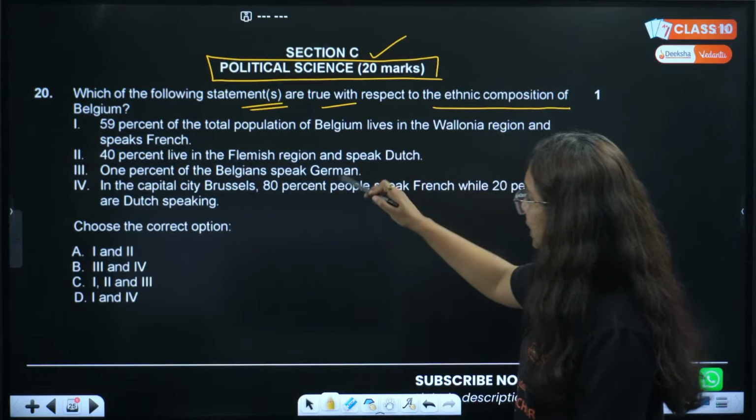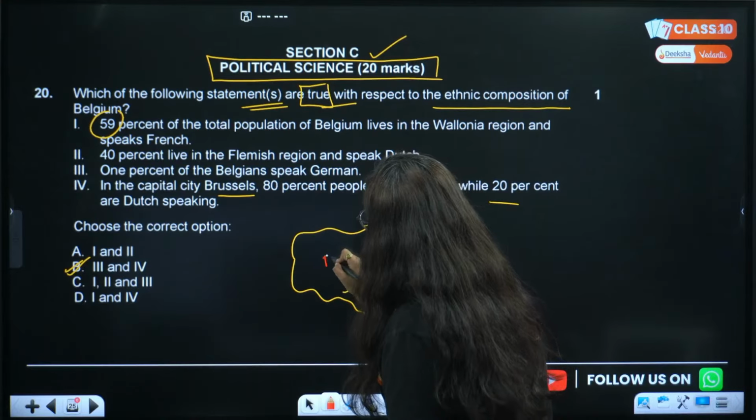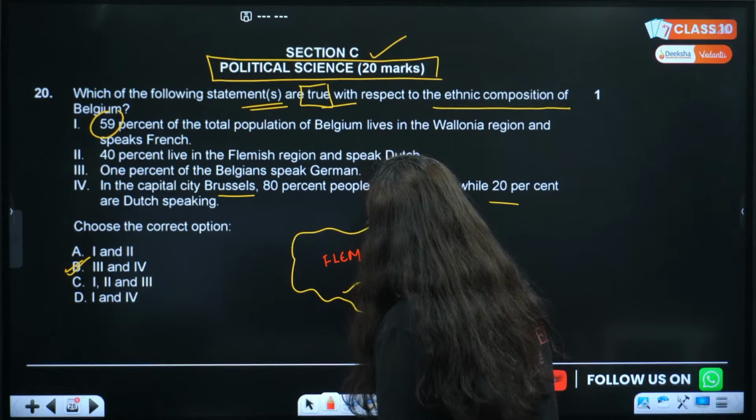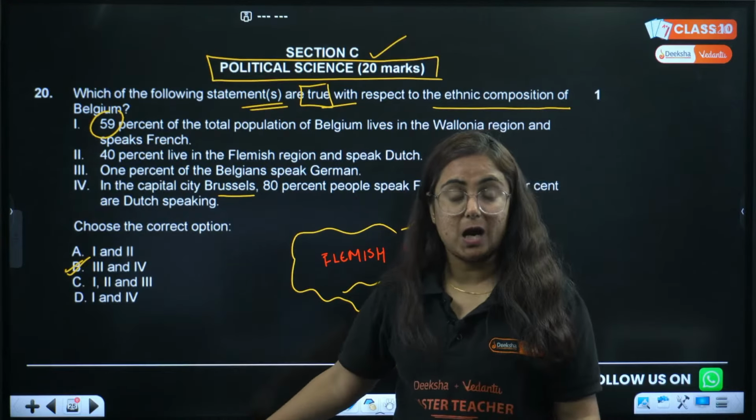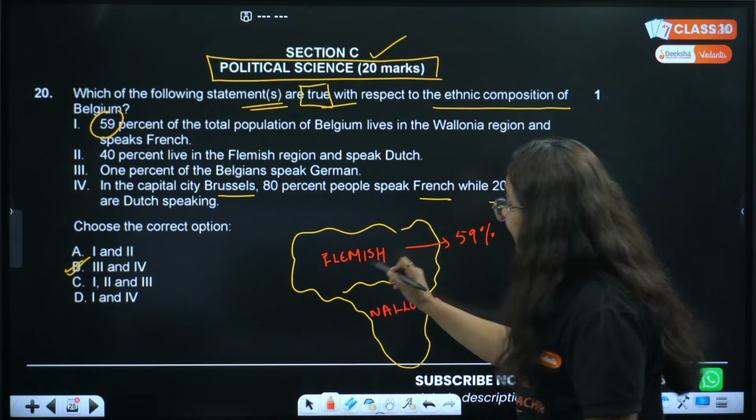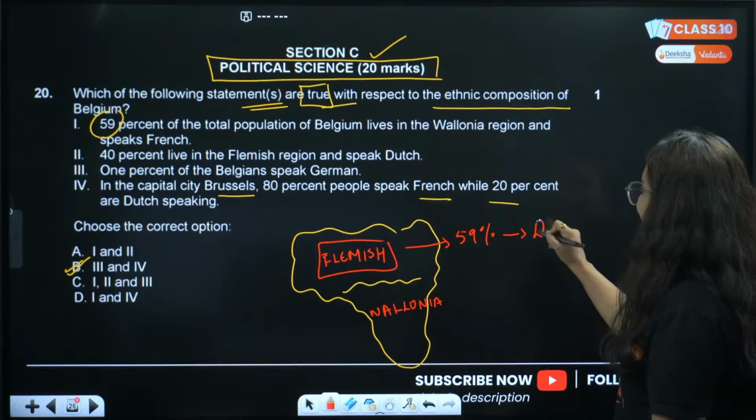See, what is wrong in this question? The statements are given and we need to figure out the true statement. So if this is a rough map of the country, that's Belgium, the area in the north is known as the Flemish region, and this is Wallonia. 59% of the total population lives in the Flemish region and speaks the language Dutch.